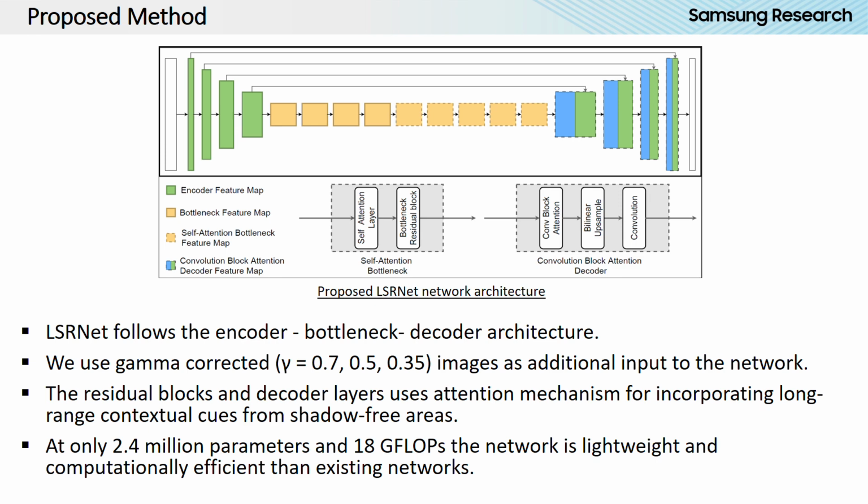To handle dark shadows better, gamma-corrected images are provided as additional input to the network. To model long-range non-local dependencies and global context from shadow-free regions, self-attention layers are used. DRNet follows a similar architecture to LSRNet with minor changes.